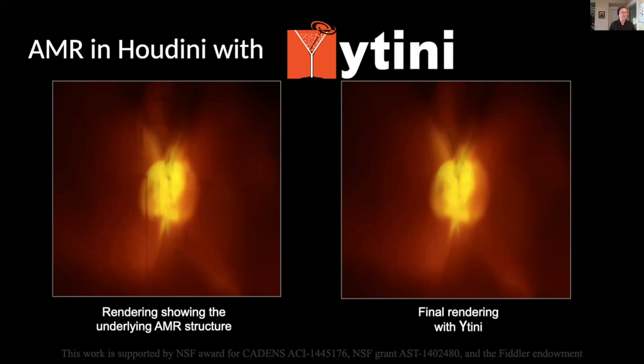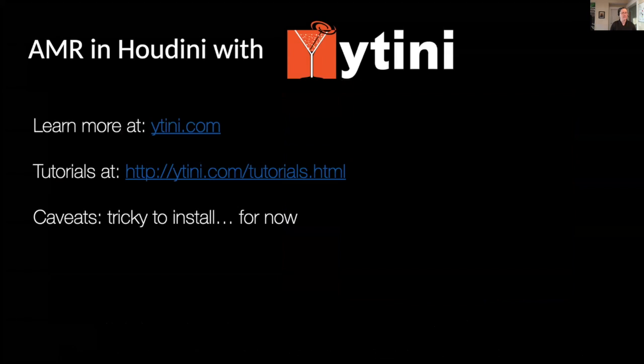And then our final rendering with YTini, doing some tricks both in data processing and also with a custom shading pipeline in Houdini, we can take all of those artifacts out. And so that's nice because now we can use these really large AMR data sets without having to do those memory wasting things of upsampling to the finest resolution or downsampling and losing a lot of those details. Okay, there we go. So you can find out more at ytini.com.